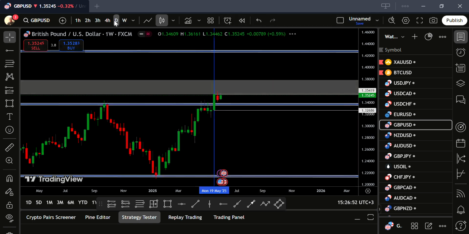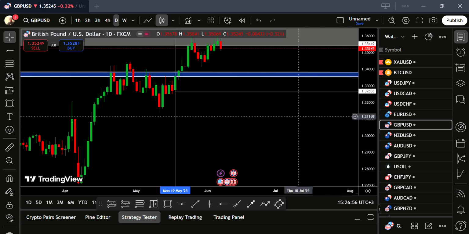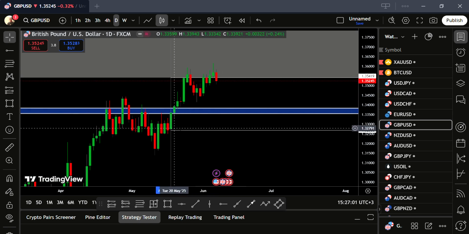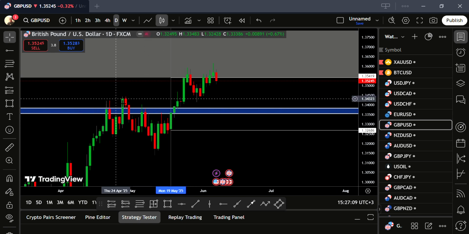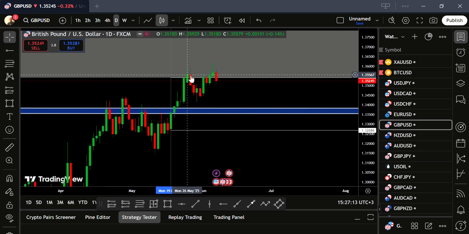So now, go to the daily. When you go to the daily, what do you see? You see that the week started from here, opened from here, went up, broke this structure, 1 2 3 4 5, broke this structure, and then gave you a demand zone, and then a huge bullish engulfing candle on Friday. This was Friday.